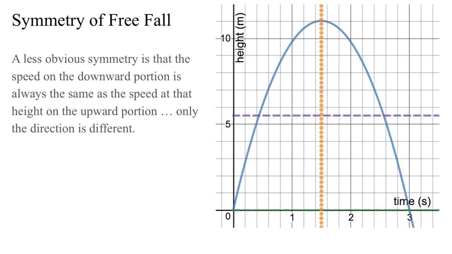A less obvious symmetry is that the speed on the downward portion is always the same as the speed at that height on the upward portion, only the direction is different. So if we sketch our tangent line, and then we sketch it over here at the same height, we can see they have the same slope, just one is upward and one is downward. And again, that's true at any height that you pick. The speed going upward will be equal to the speed going downward. And that's also a useful shortcut in a lot of problems.